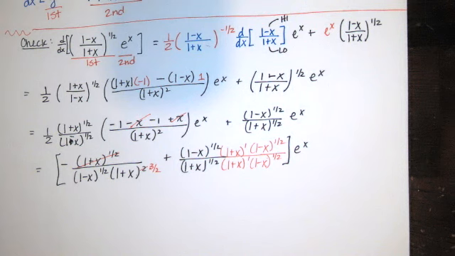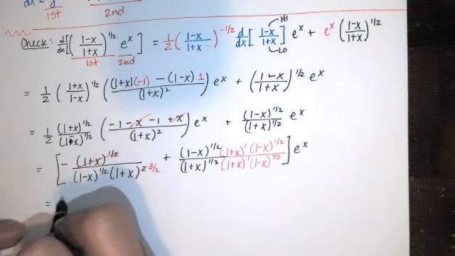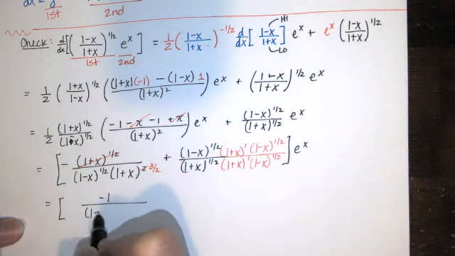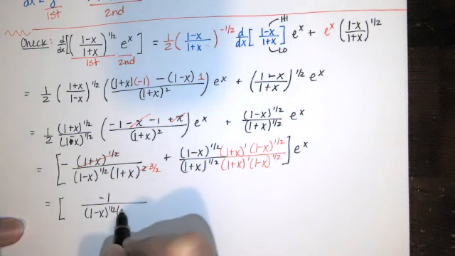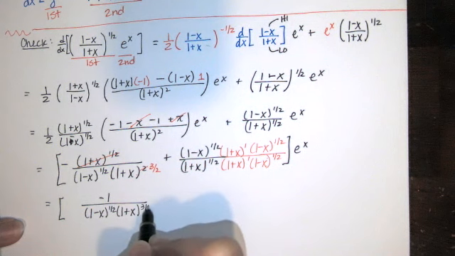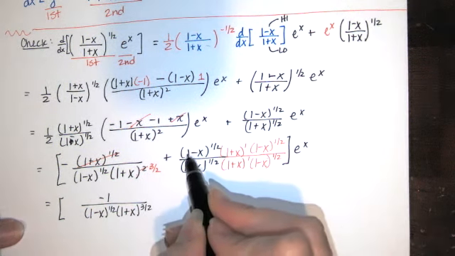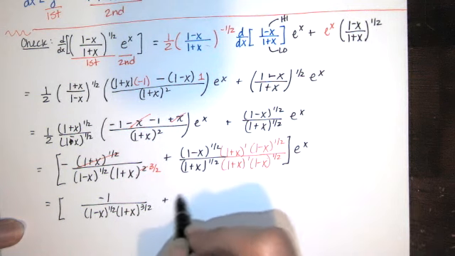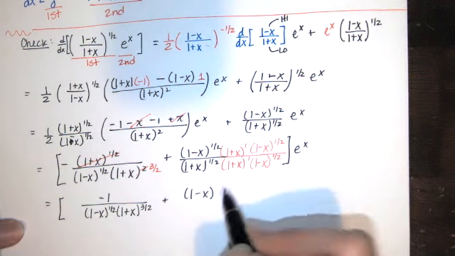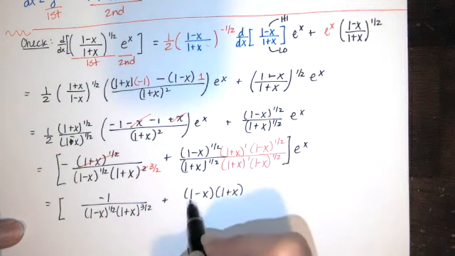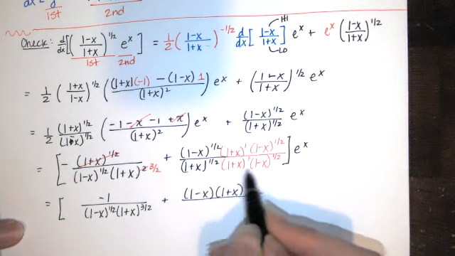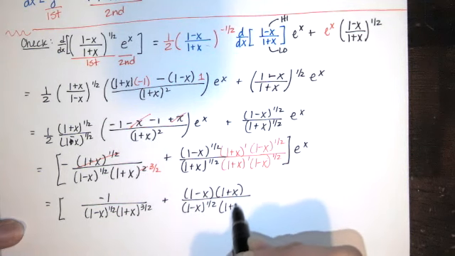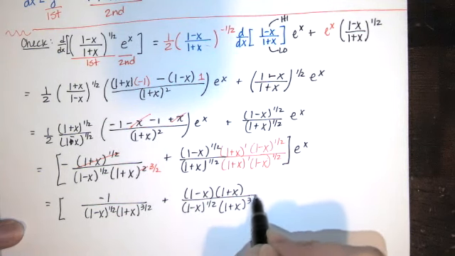Okay, let's see what we get when we do that. So now we've got a -1 over here over 1 minus x to the 1/2 times 1 plus x to the 3/2. Here you've got a 1 minus x times a 1 minus x, which is just going to give you a 1 minus x times a 1 plus x over a 1 minus x to the 1/2. And this is going to be a 1 plus x to the 3/2.